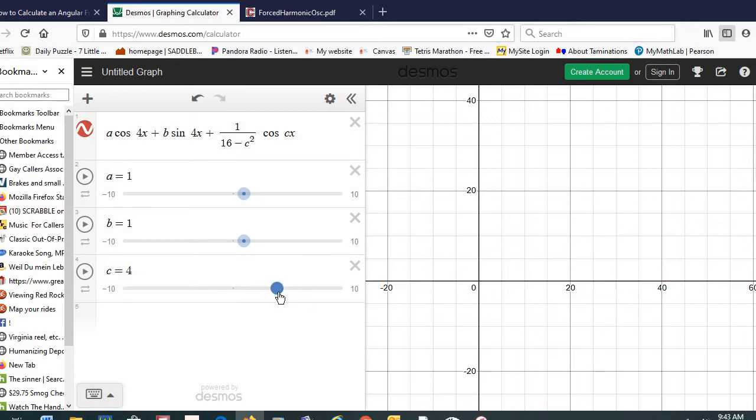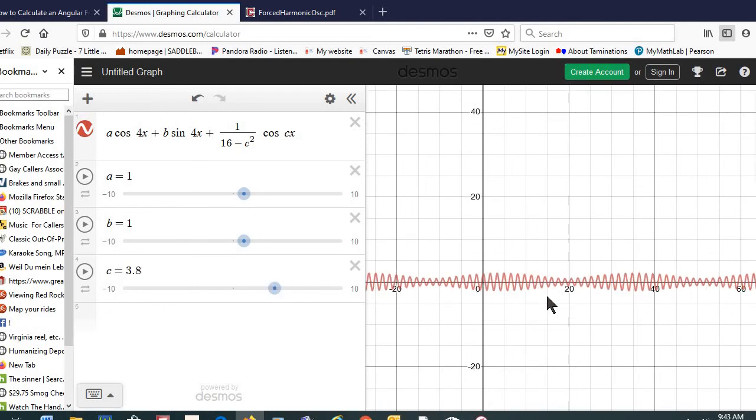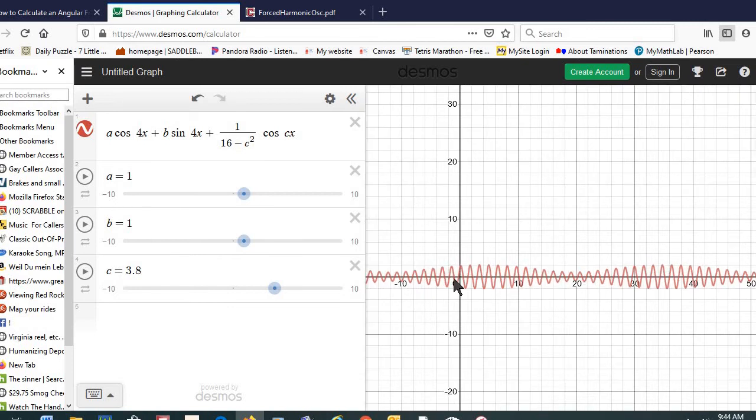Now that happens when C is close to 4. We sort of lose that pattern as we move further away from 4 in either direction. Right? But when C is close to 4, when omega is close to 4, we've got these rapid oscillations inside this other sinusoidal sort of function.